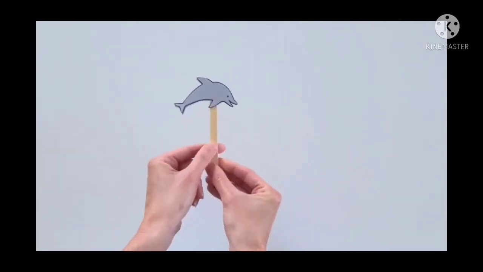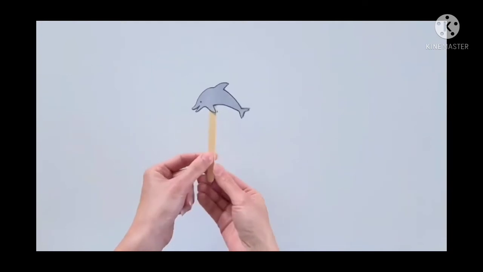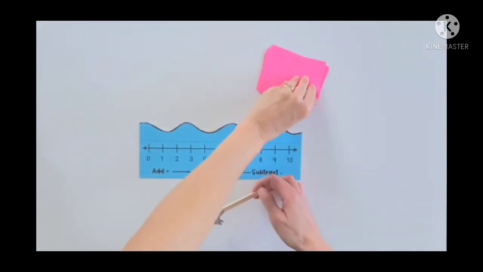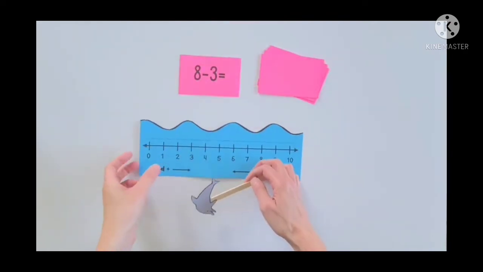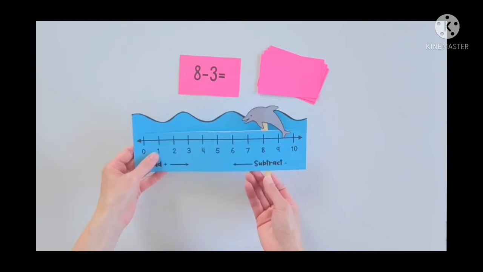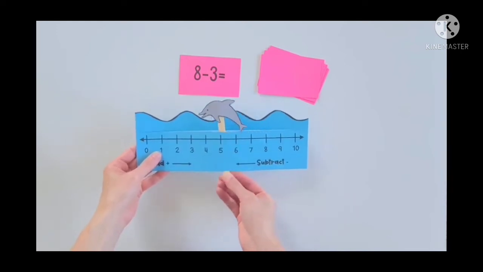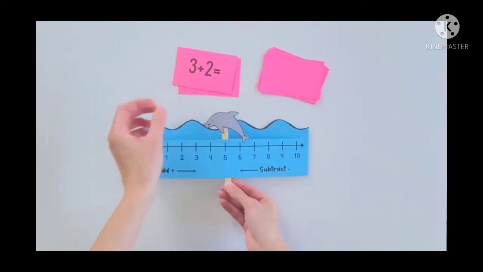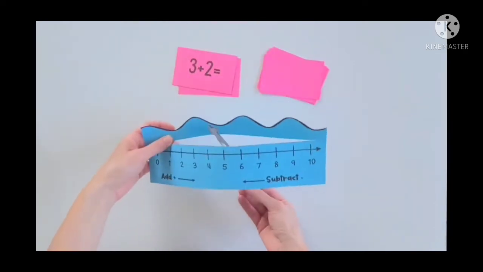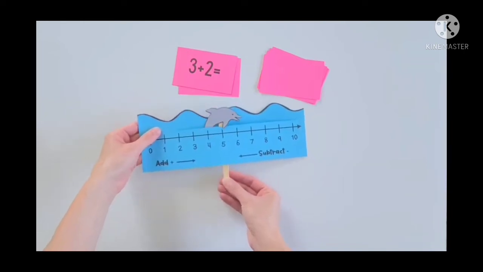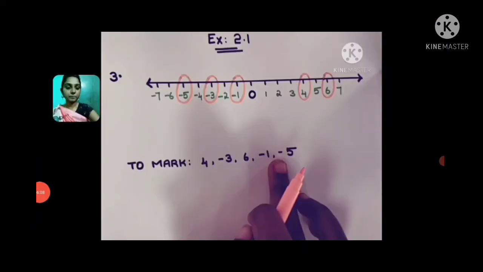Now, let us take this ice cream stick and insert it in the gap that we have created on the number line. Now, you can move this ice cream stick to the required integer's place and represent it. This is a fun activity to learn about number lines. Now, having understood about number lines, create such a chart work and represent the integers that we have marked in question number 3.